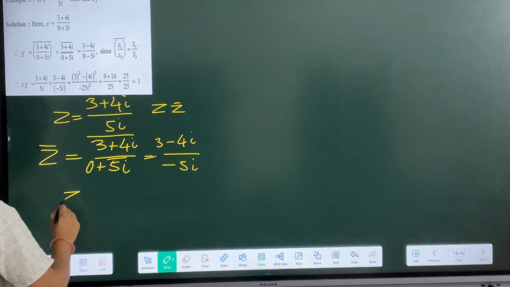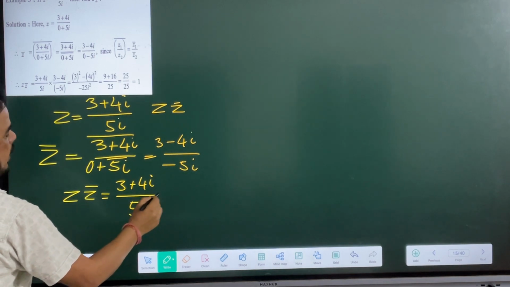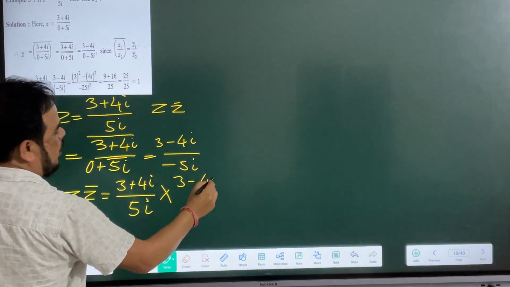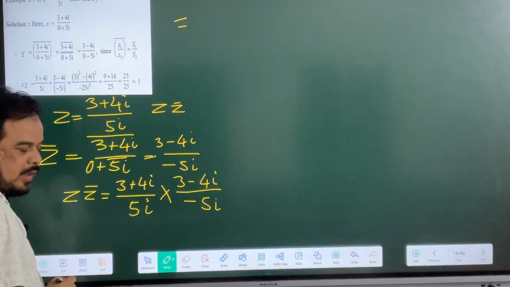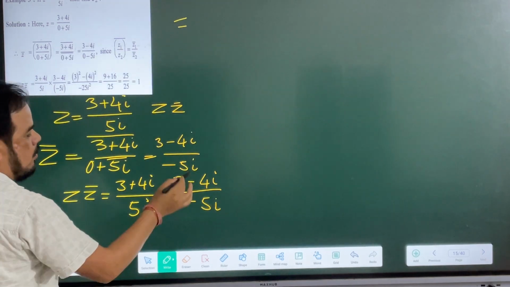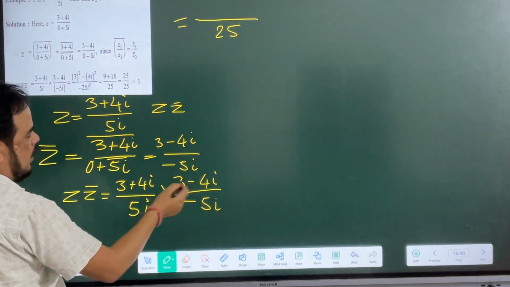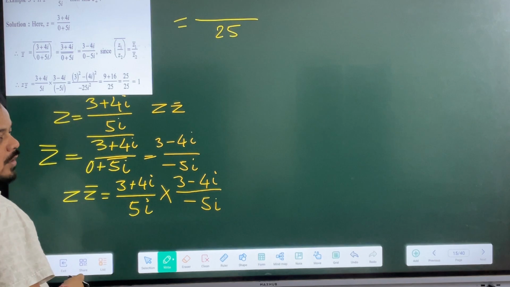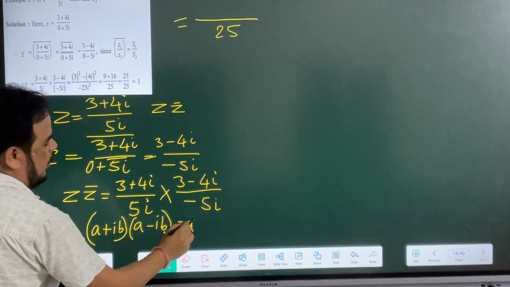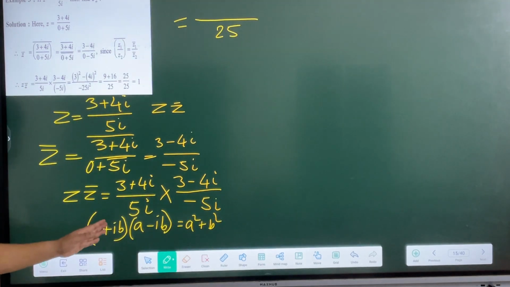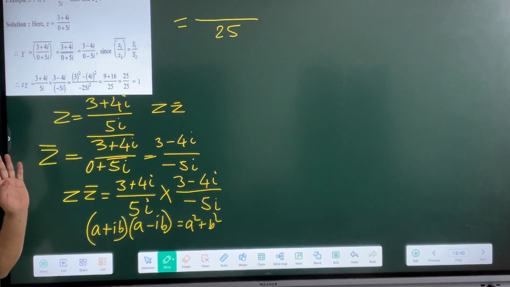So now we have to multiply Z into Z bar. Z is 3 plus 4i by 5i into Z bar is 3 minus 4i by minus 5i. Calculation, just calculation now. 5 into 5 is 25. i into i is i square, minus 1. Minus minus plus. So below 25. 3 plus 4i into 3 minus 4i. a plus ib into a minus ib is equal to a square plus b square. Directly you can write. We got already. In previous video I explained already. a plus ib into a minus ib will be a square plus b square.